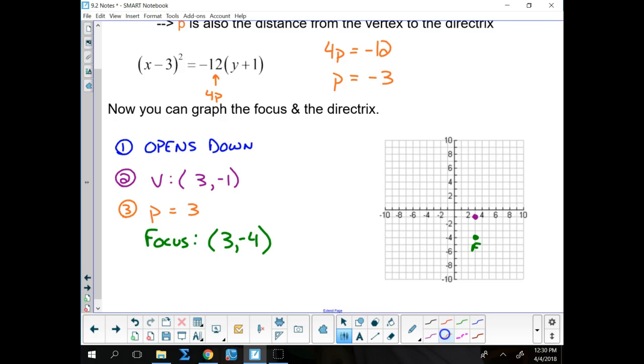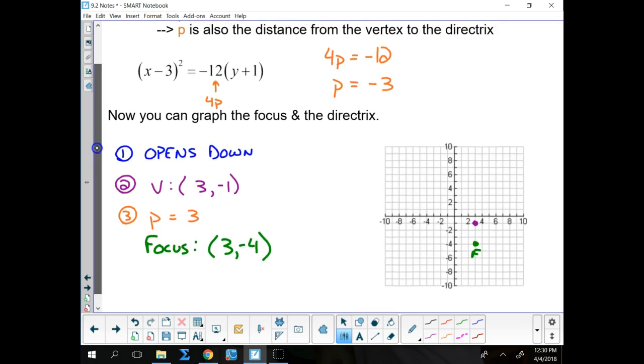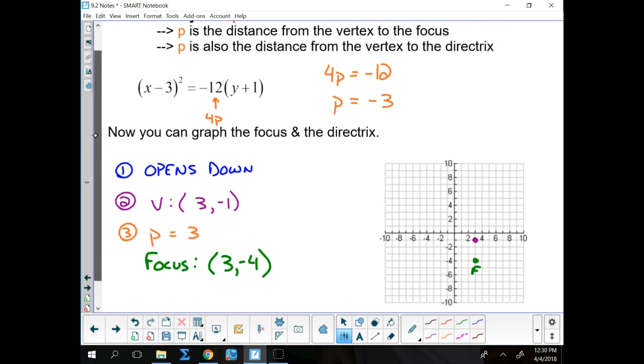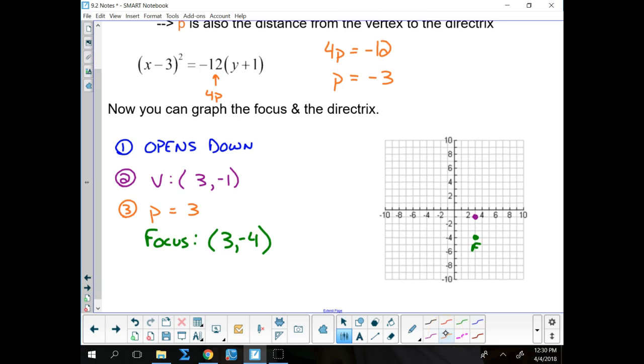What do you got? So just drop the negative. Okay, I was in the middle of writing, so it kind of messed up. Oh, let me back it up a little bit. P is the distance from the vertex to the focus. So this distance right here is P, which is 3. Okay?